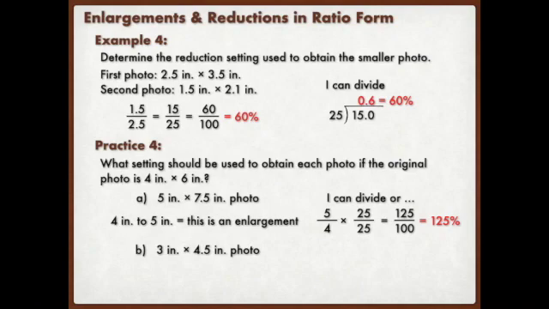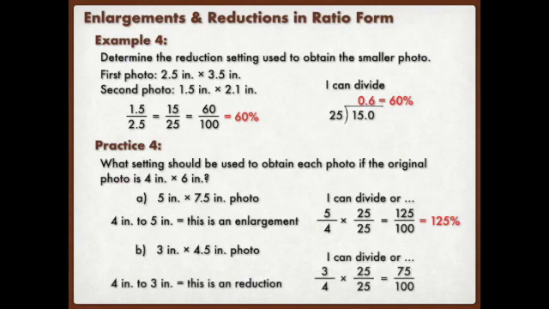If I'm going 4 to 3, which one's going to be on top? The 3 will be on top because this is a reduction. So it's going to be 3 over 4. I can just divide, or I can relate this to 100. So 3 over 4, 4 times 25 is 100. If I multiply that by 25, 3 times 25 is 75. That would be 75%, or I can just divide and get 0.75. Move it 2 places to the right to get 75%.